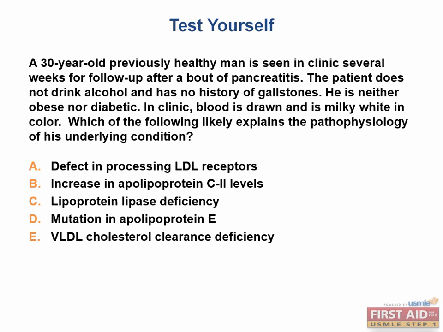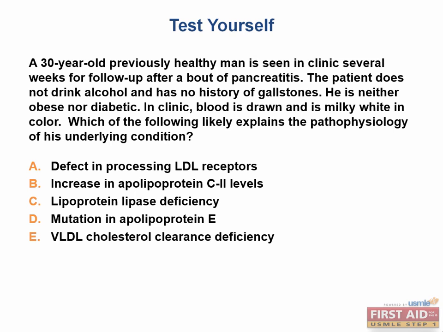A 30-year-old previously healthy man is seen in the clinic for several weeks following up on a bout of pancreatitis. The patient does not drink alcohol and they have no history of gallstones, they're not obese, and they're not diabetic. In clinic, blood is drawn and it's found to be milky white in color. Which of the following likely explains the pathophysiology of his underlying condition? I'll let you read through the answer options here before telling you what it is. Go ahead and pause the video if you need more time, but I'm about to tell what the answer is.